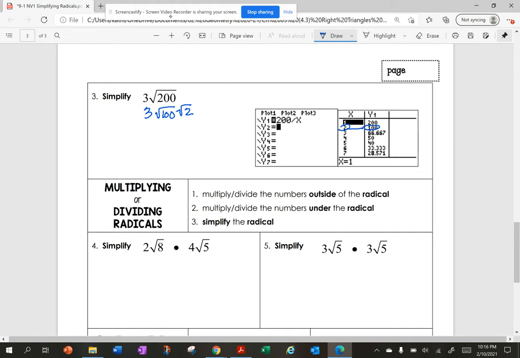I know 100 is 10 times 10, so when I bring this out, it's a 10. So this is going to be 3 times 10 times the square root of 2. And then now I want to multiply 3 times 10. So this is 30 times the square root of 2.